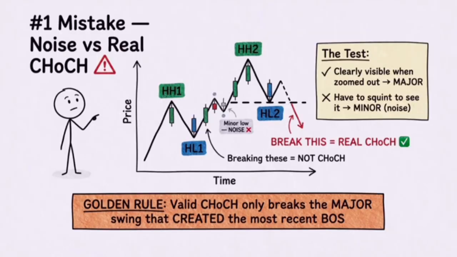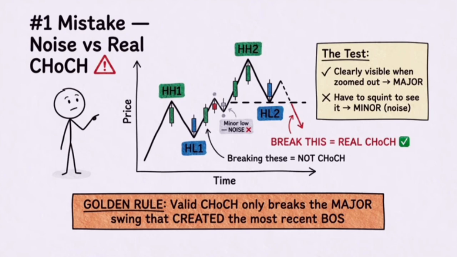Now the number one mistake traders make with CHoCH. They confuse noise with a real change of character. Inside every impulse move, there are smaller highs and lows. Price breaking a minor internal high or low, that's noise, that's not a reversal.